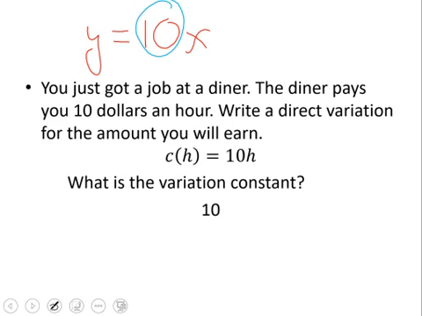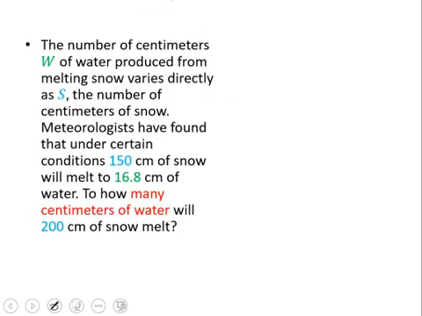Okay, so the k value is what is changing. It's the slope of this line for this direct variation. Okay, fairly straightforward. Again, no adding or subtracting when you're dealing with a direct variation. Okay, so let's make it a little bit more complicated here.